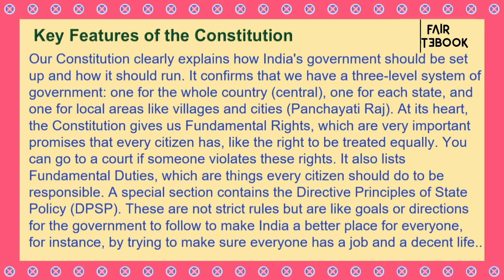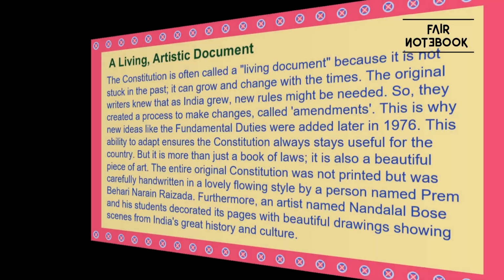A special section contains the Directive Principles of State Policy (DPSP). These are not strict rules but are like goals or directions for the government to follow to make India a better place for everyone. For instance, by trying to make sure everyone has a job and a decent life.